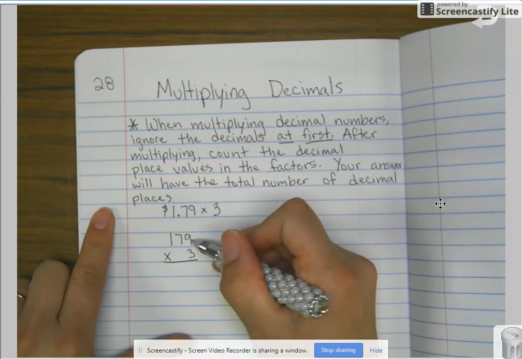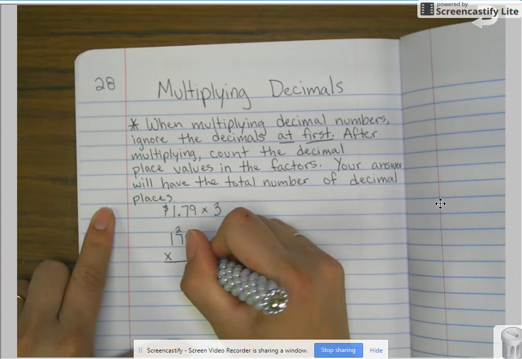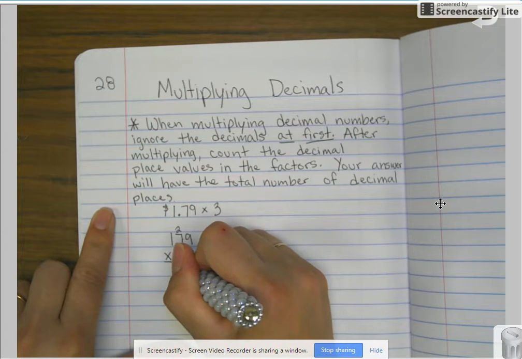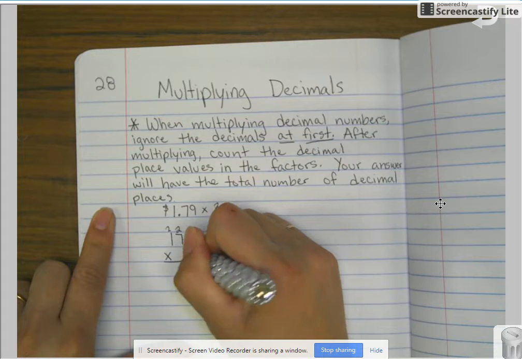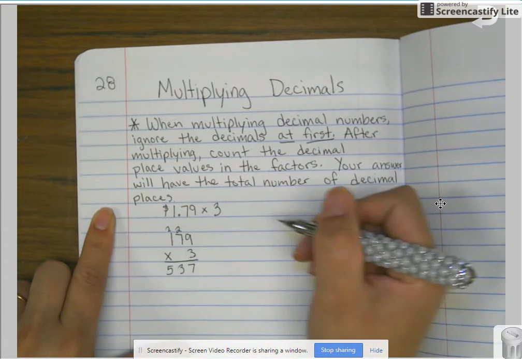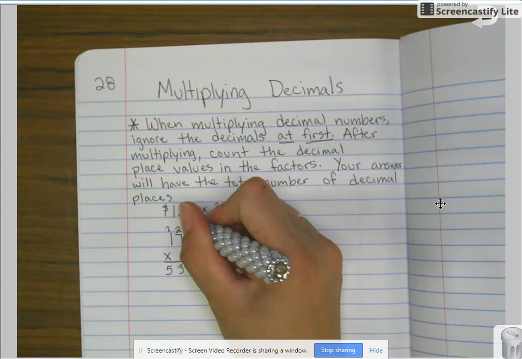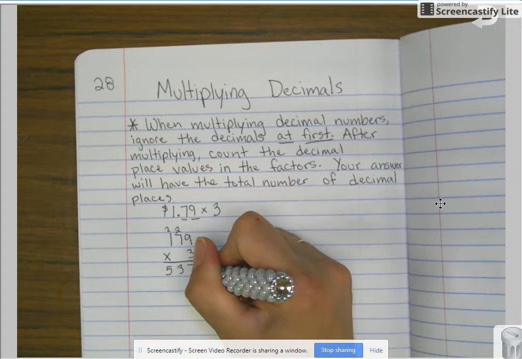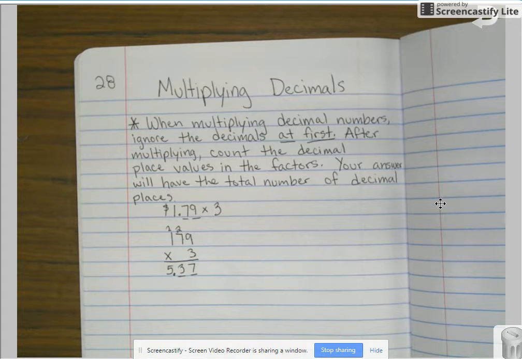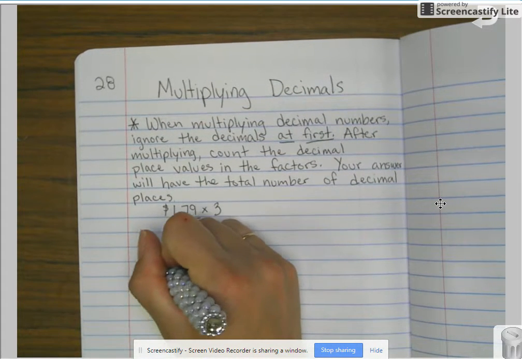So 9 times 3 is 27. Regroup 2. 3 times 7 is 21. Plus 2 is 23. Regroup 2. 3 times 1 is 3. Plus 2 is 5. Now, how many places do we have behind the decimal in our original problem? We have 1, 2. So we need to have 2 places behind the decimal in our answer. So for those 3 candy bars, without tax, of course, it's going to cost us $5.37.